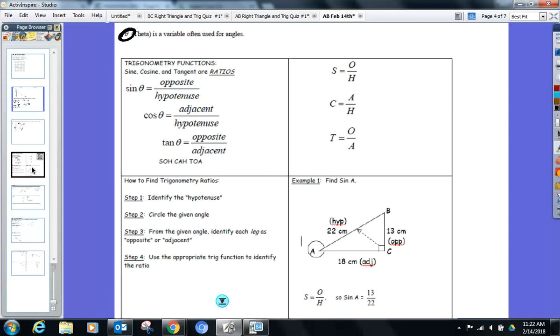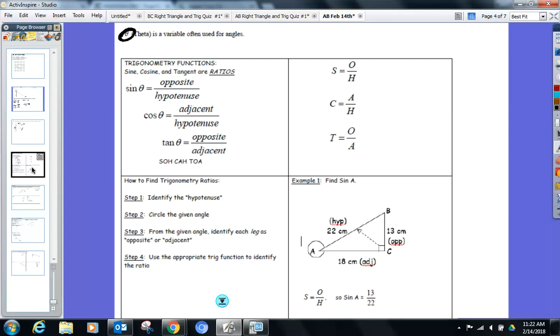The first one is called sine, abbreviated SIN. How do you find the sine ratio? You take the opposite side over the hypotenuse. That's why I had you find all those at the beginning of class. Next one is called cosine, and we abbreviate it COS. If you are asked to find that ratio, it's going to be the adjacent side over the hypotenuse.